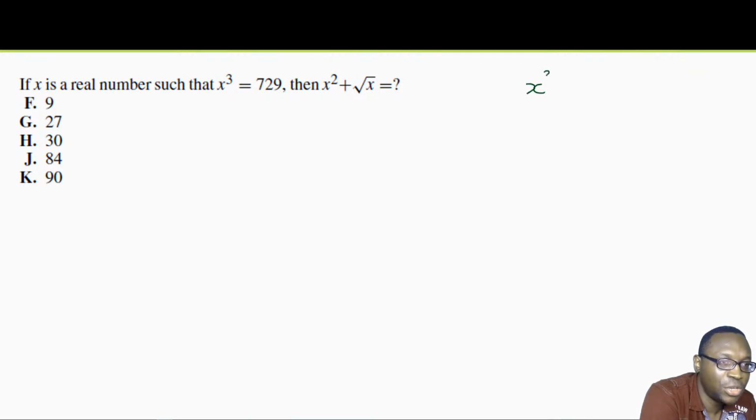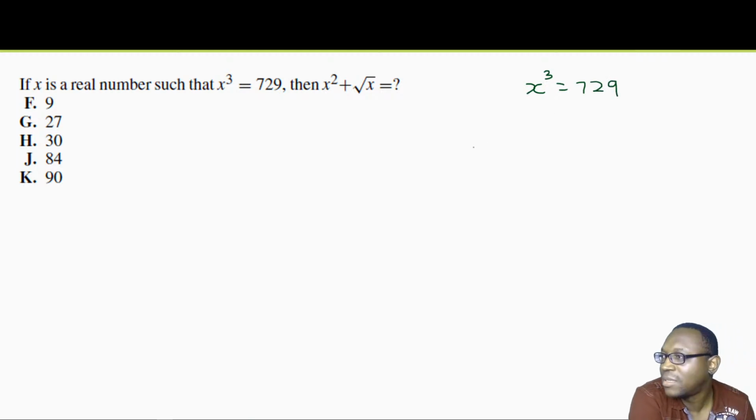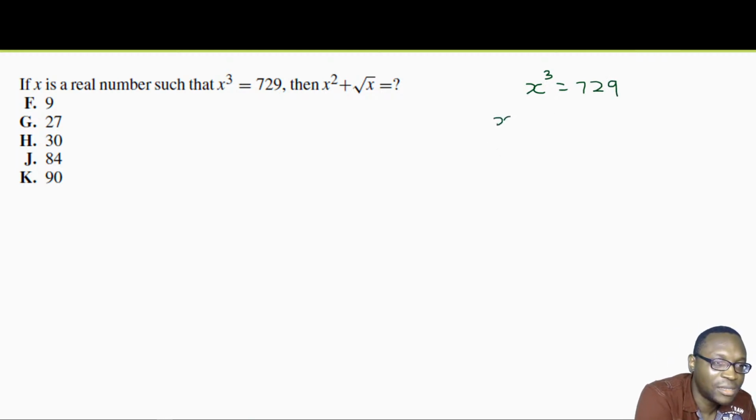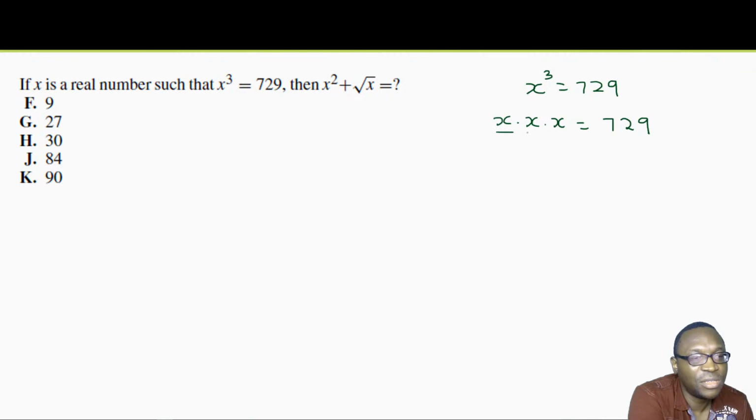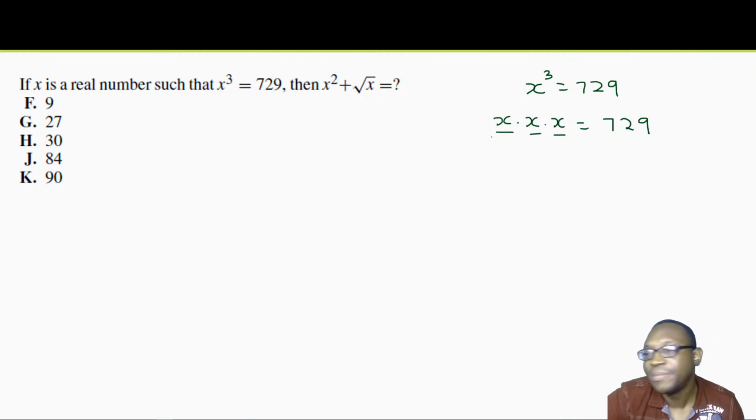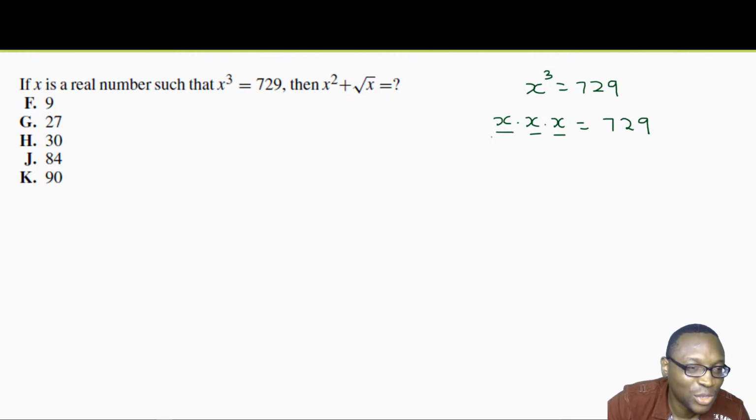So x cubed is equal to 729. That simply means that x multiplied by x multiplied by x is equal to 729. So we need to find the value of x. That's one way, and that's the way I prefer to go. I'm sure there are lots of other ways to do it, but I think this way you would have a lower chance of making a mistake.